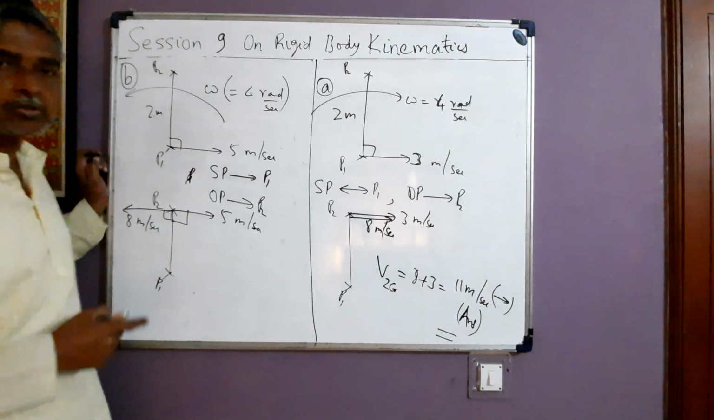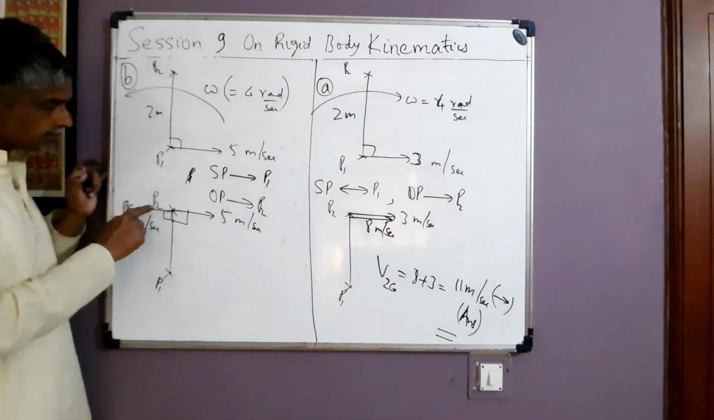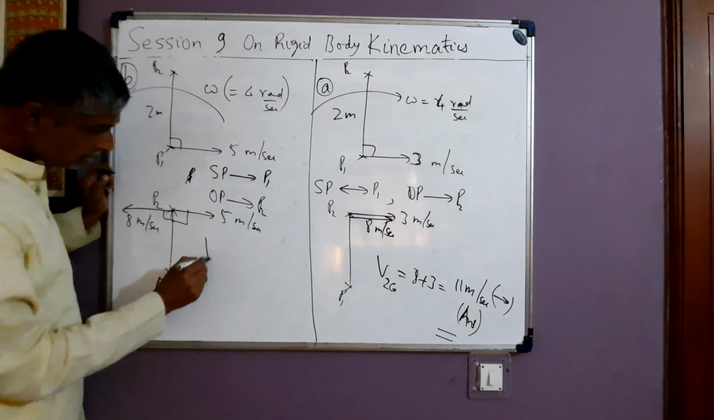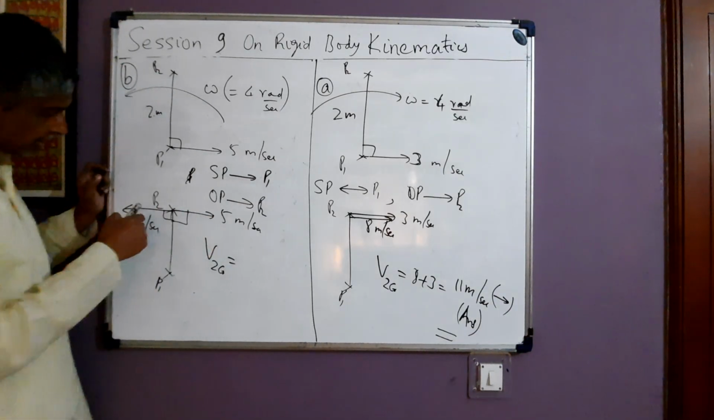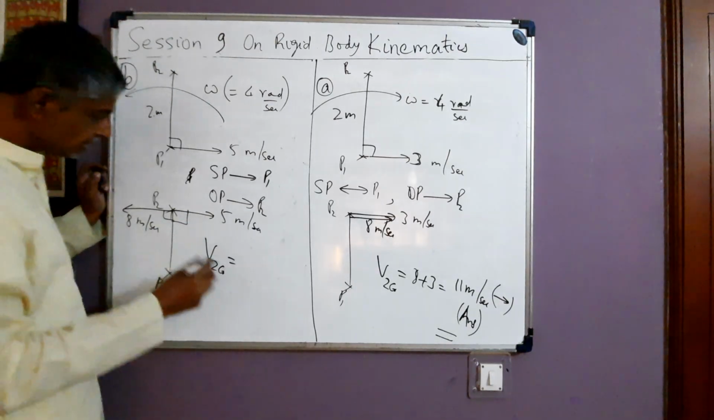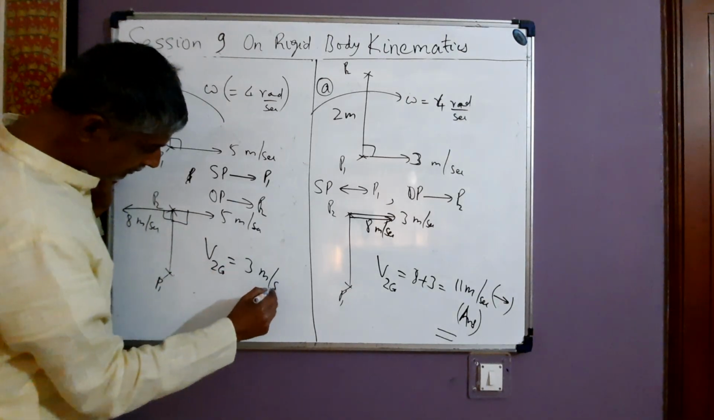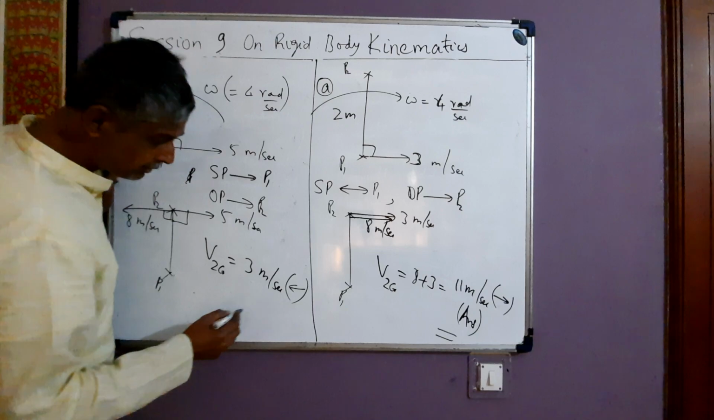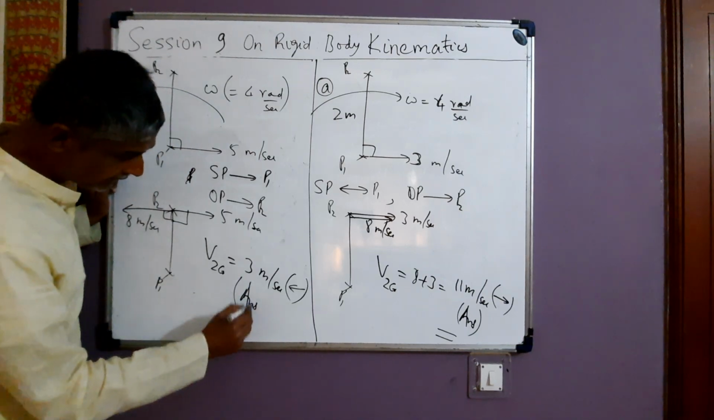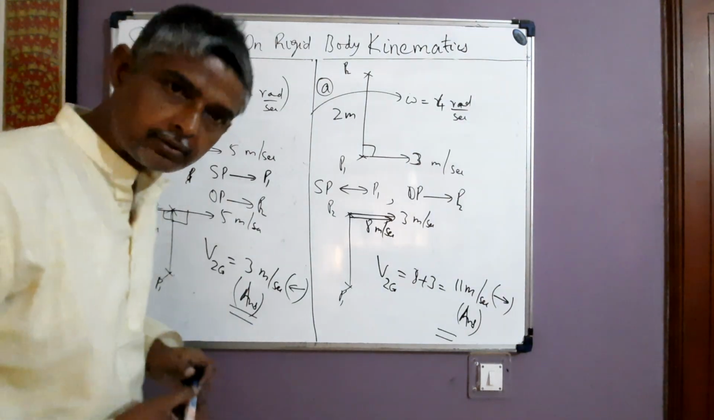The third step is combination. Velocity of P2 with respect to ground is the vector sum of these two. So V2G, they are in opposite directions. From the parallelogram law of vector addition, we have to add these two. This becomes 3 meter per second in leftward direction. This is therefore the required answer. Is it alright? Clear? Fine.